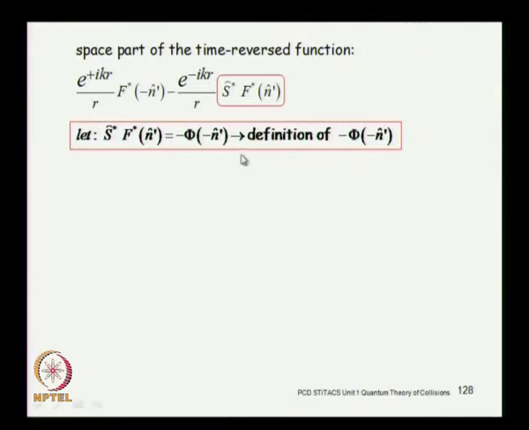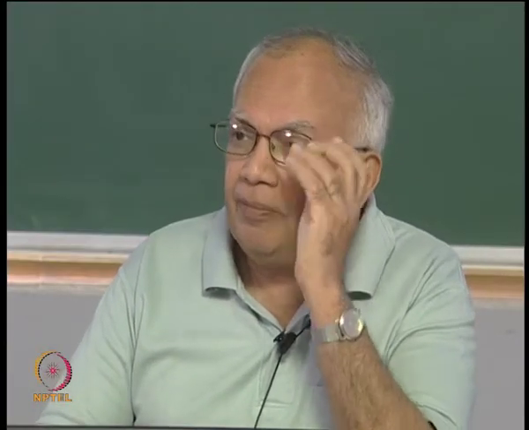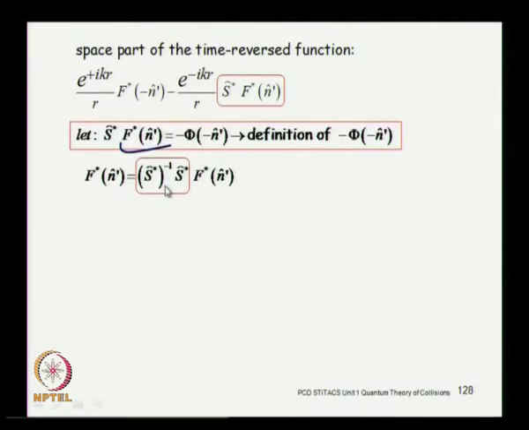So you have the S star operating on f star, and we now introduce a new function phi by using this definition of phi function. Phi function is so defined that S star phi star is equal to minus phi with an argument in which the direction of the unit vector is reversed. Okay, this is the definition of phi. Okay. So, now this is your f star n star, and you will preserve this relation if you pre-operate on this by a unit operator, which I resolve as S star inverse S star. Okay. S star is the complex conjugate operator.